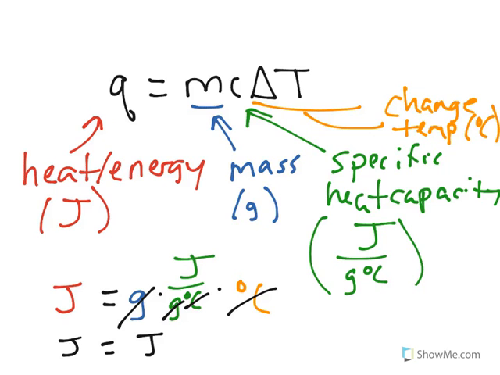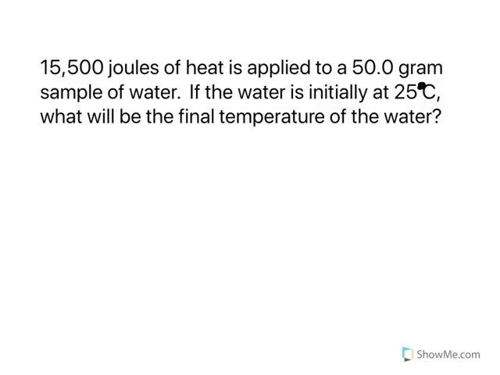Now this equation is useful because if you know 3 of these 4 variables, you can always calculate the other one. For example, we have 15,500 joules of heat being applied to a 50-gram sample of water. If that water is initially at 25 degrees Celsius, what will be the final temperature? So if we think about our equation, Q equals mc delta T. Q again is the energy, which is 15,500 joules.